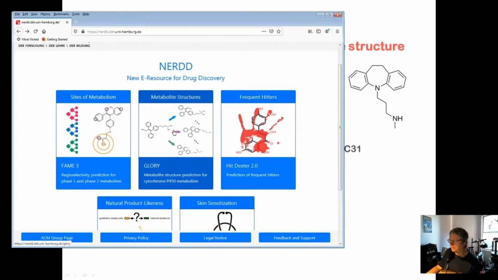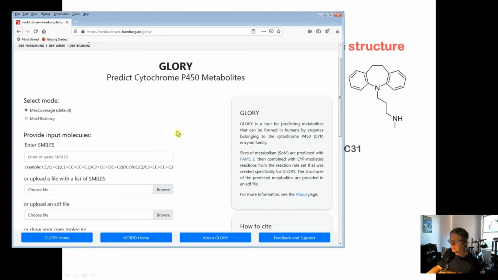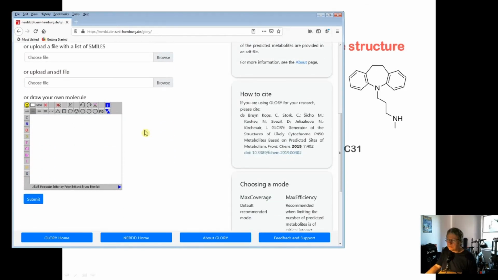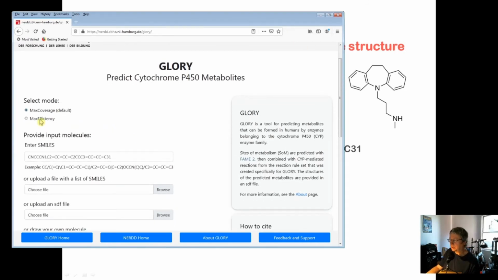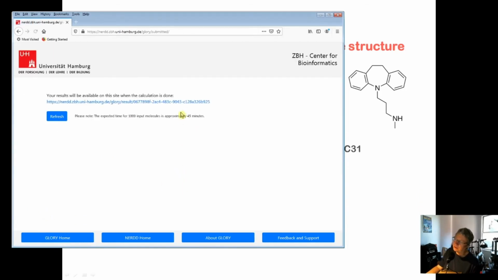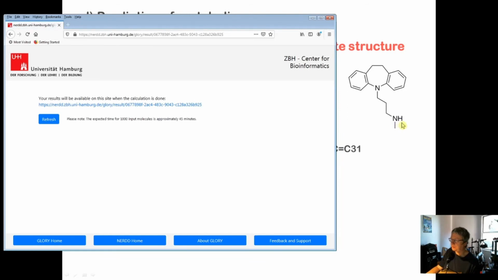Okay, let's go to GLORY. All right, so we're going to predict cytochrome P450 metabolites. Let's try it again. Okay, we keep the max coverage default. Let's let it run. Our predictions are probably oxidative dealkylation of the methyl, maybe oxidative dealkylation of this side, maybe hydroxylation up here, maybe hydroxylation of a benzene. Those are my guesses, based on what we saw before.